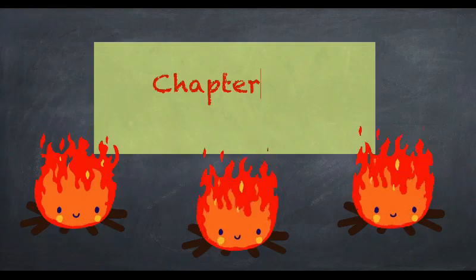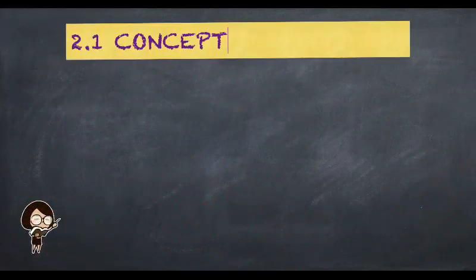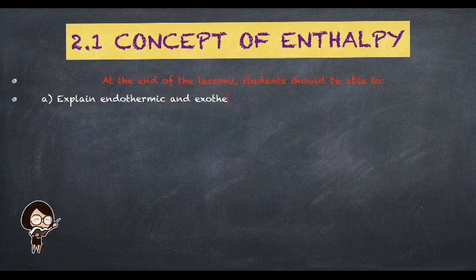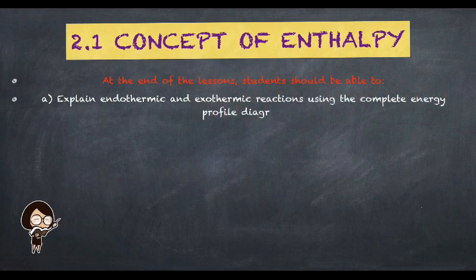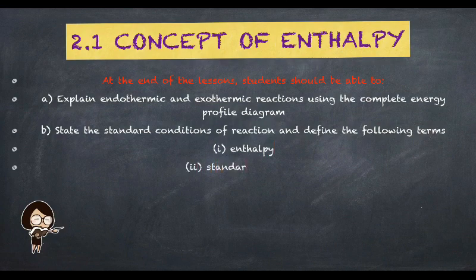Chapter 2.0 Thermochemistry. 2.1 Concept of Enthalpy. At the end of the lessons, students should be able to: A. Explain endothermic and exothermic reactions using the complete energy profile diagram. B. State the standard conditions of reaction and define the following terms. 1. Enthalpy. 2. Standard enthalpy.